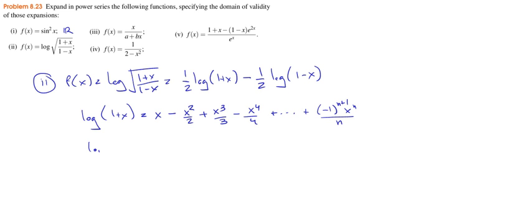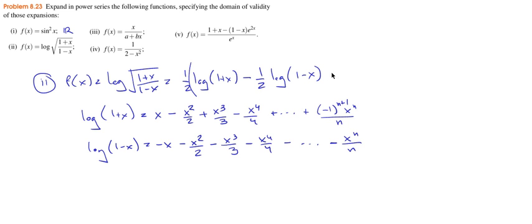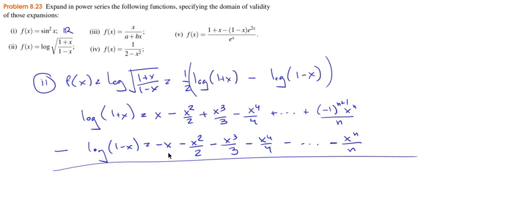And then the logarithm of 1 minus x is minus x squared over 2 minus x cubed over 3 minus x to the 4 over 4, in general minus x to the n over n, right? If you take common factor 1/2 here, this is just the logarithm of 1 plus x minus this, so we subtract this, this is just plus everything, so the logarithm of 1 plus x divided by 1 minus x is equal to 2x, right?